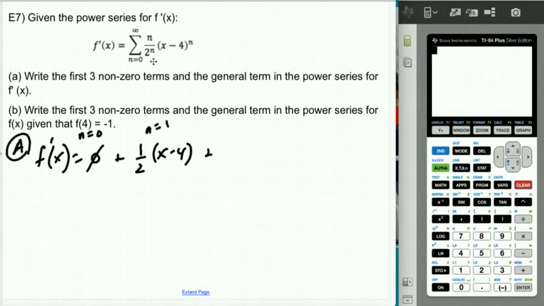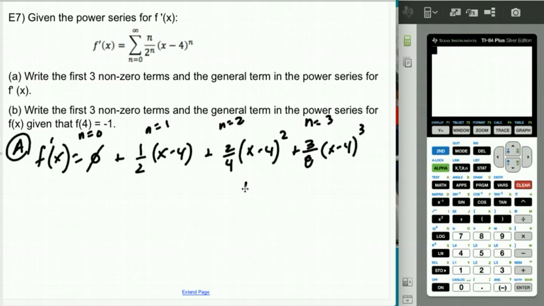Then when I plug in n is 2, I'm going to get 2 over 4. So you can leave it as a 2 over 4, or you can make it a 1/2, I don't really care. x minus 4 to the second. When I plug in n is 3, I'm going to get 3 over 8 times x minus 4 to the third, plus, and notice, first 3 non-zero terms, 1, 2, 3, did it. The general term is exactly what I was given, n over 2 to the n, x minus 4 to the n, plus dot, dot, dot, because it's an infinite series.